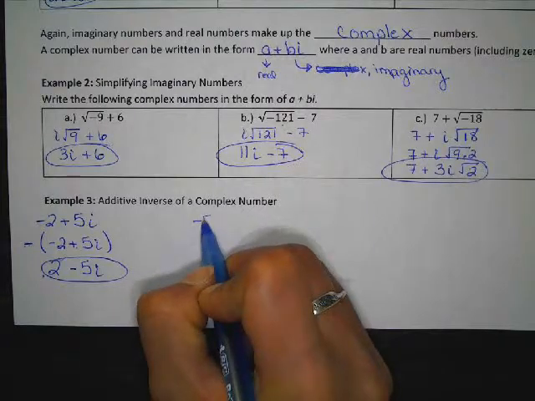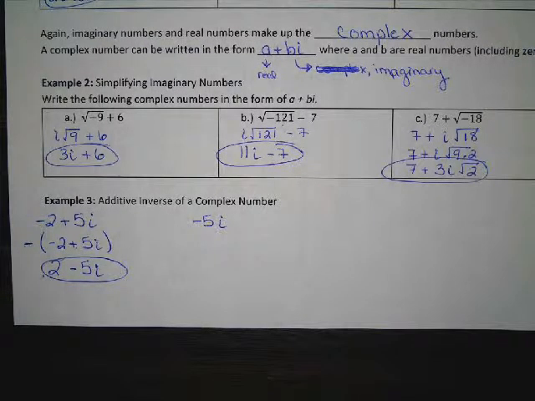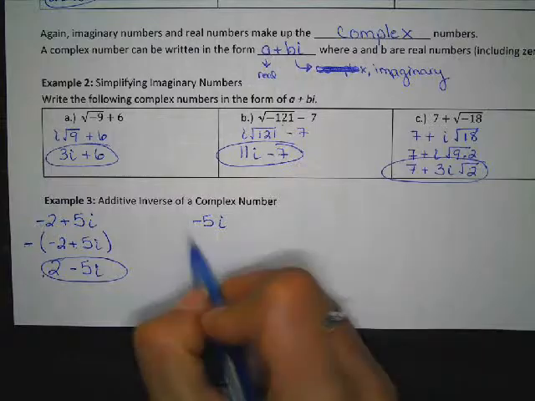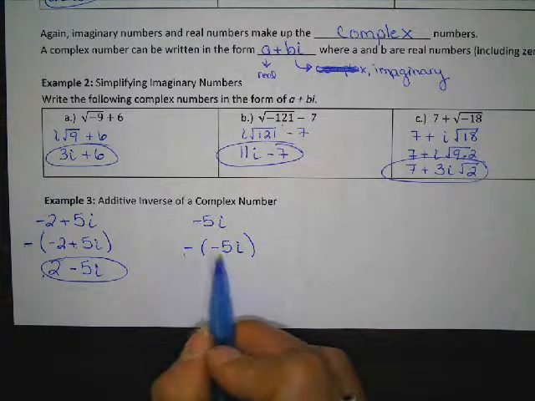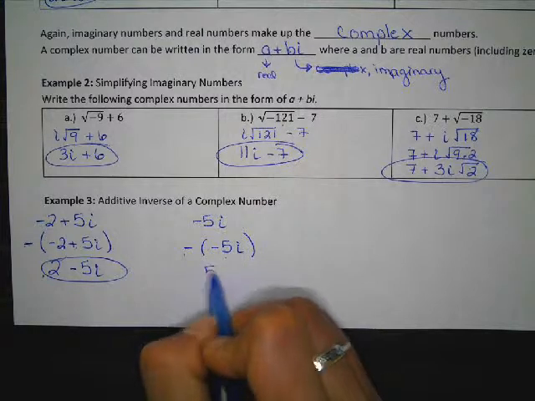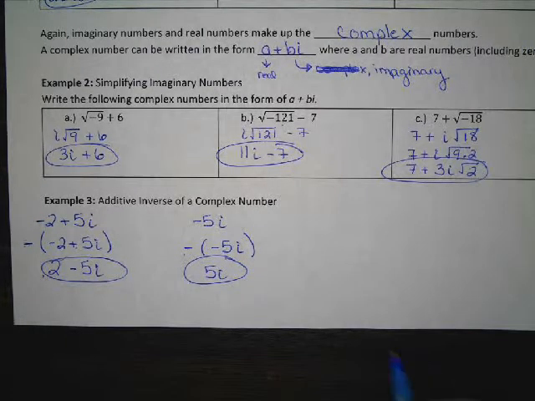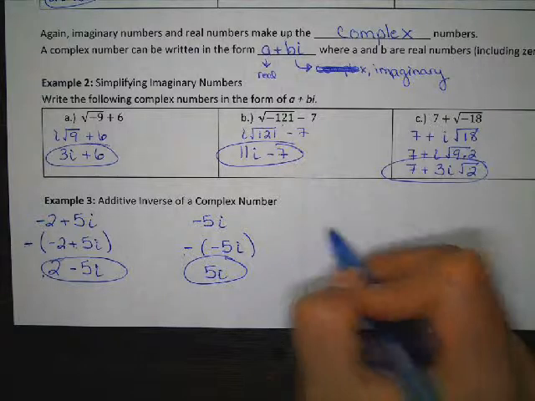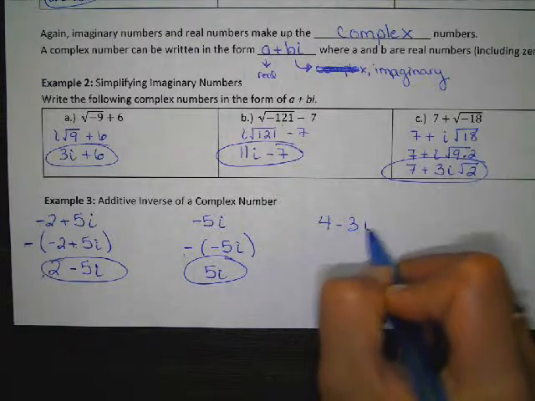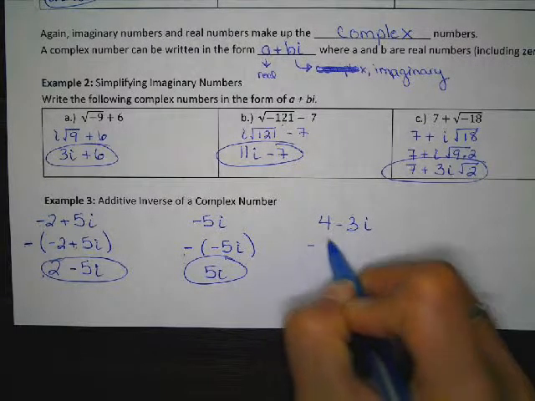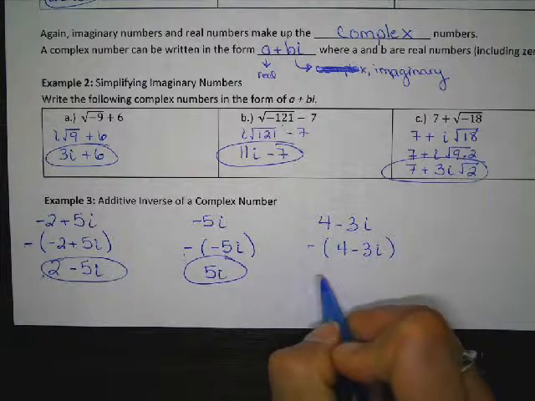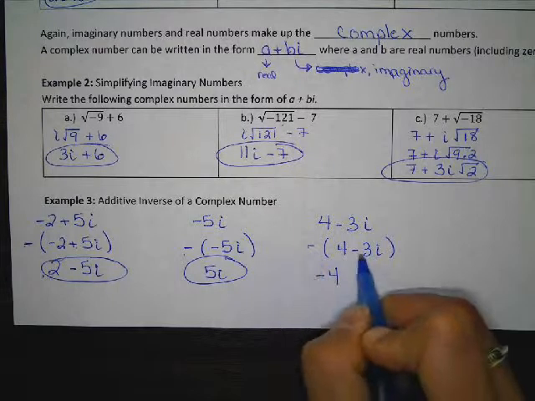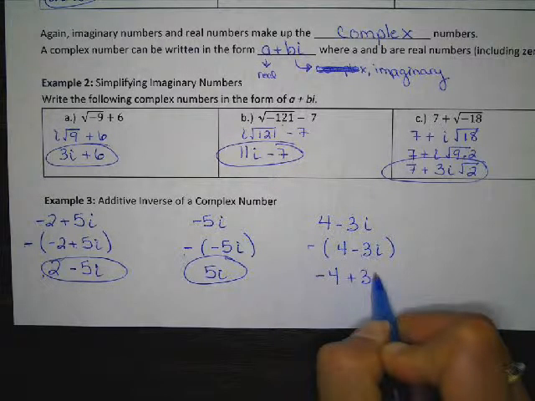Let's say we have -5i. Again, additive inverse, I just take the negative of that. So the negative of -5i is just 5i. And then 4 minus 3i, again, take the negative of that. Negative times 4 is -4. Negative times -3i is positive 3i.